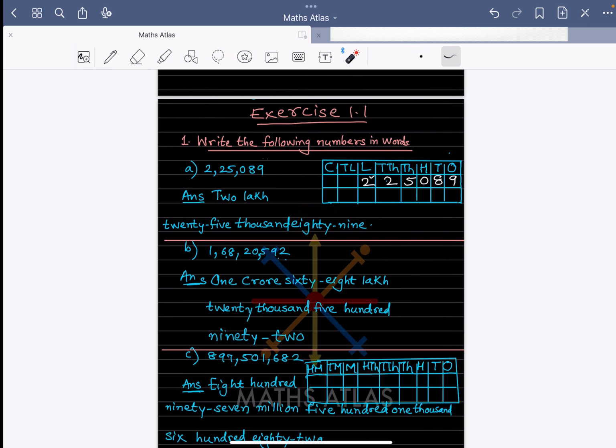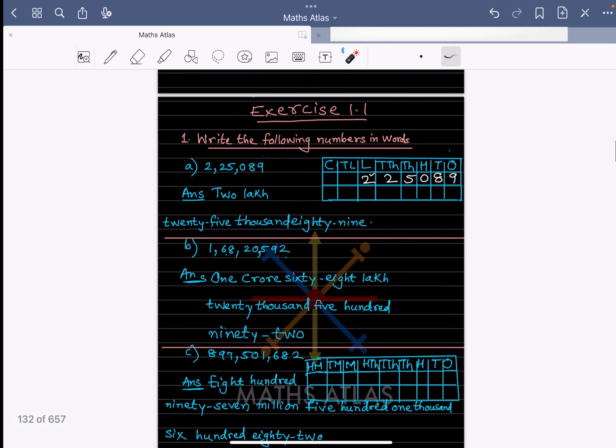So how will you write this in words? That is 2,25,089. Hope that is clear to you. Now let us go for the second example.